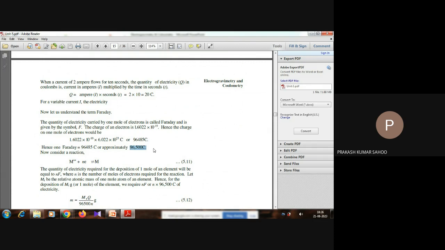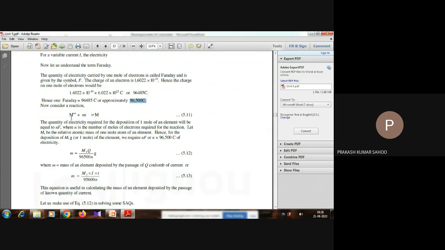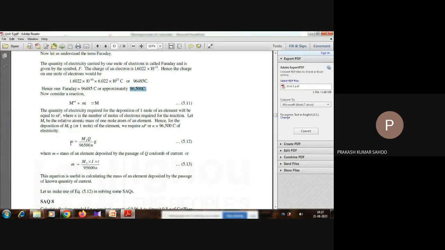So now consider this reaction again. This is a reduction reaction: M n plus, plus n electrons, gives M. Here m is the mass of substance deposited, M is the molecular mass of that substance, Q is the electricity, 96500 is the coulomb, and n is the number of electrons transferred. If I replace Q by it, then it will be M into it divided by 96500 into n.